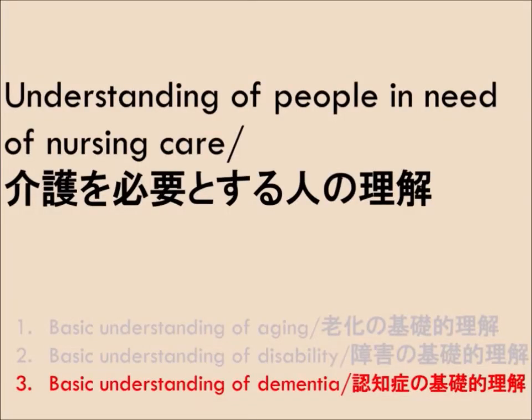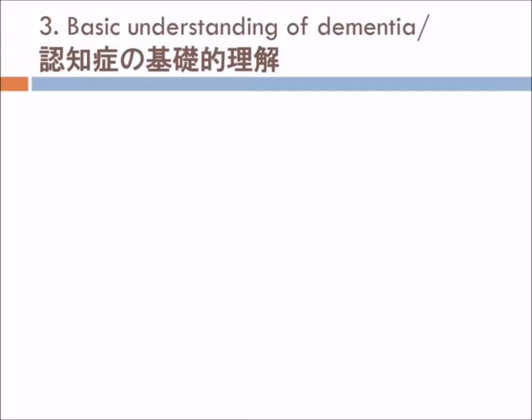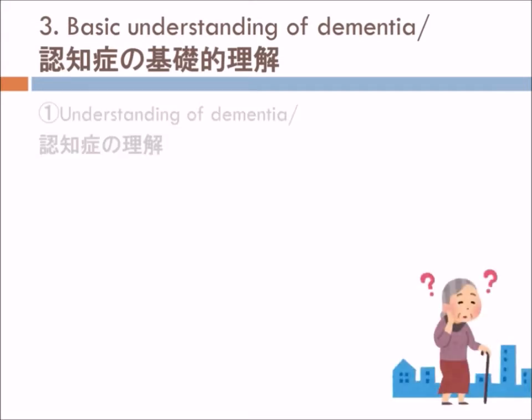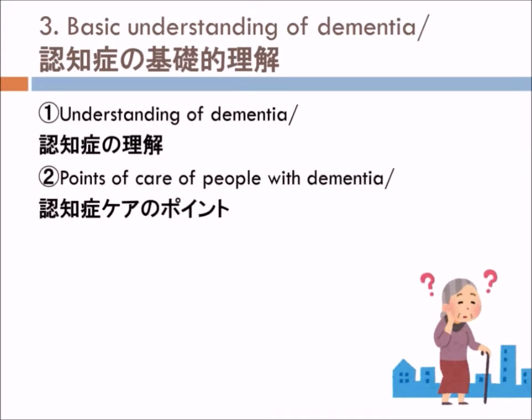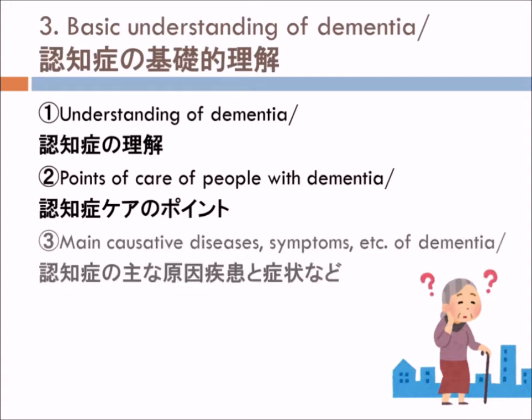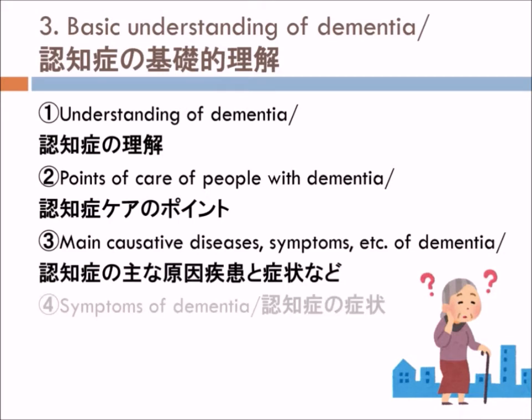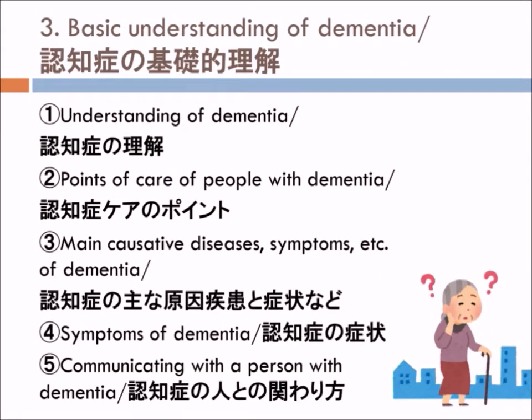Section 3. Basic understanding of dementia. There are 5 topics. 1. Understanding of dementia. 2. Point of care of people with dementia. 3. Main causative diseases, symptoms, etc. of dementia. 4. Symptoms of dementia. 5. Communicating with a person with dementia.